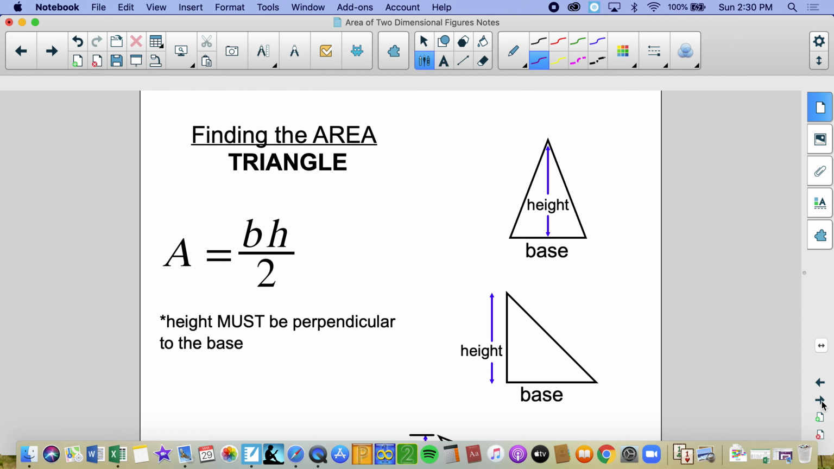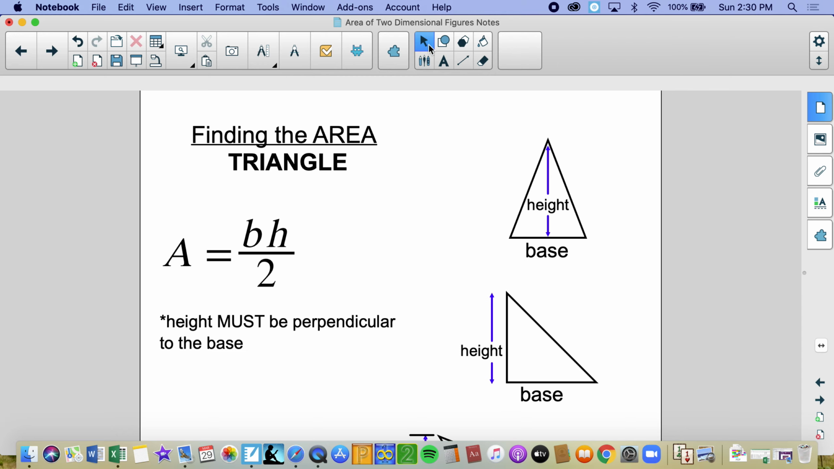The next figure is a triangle. Triangles will come in different shapes, but let's look at the formula. The formula is area equals base times height divided by 2. Something we always need to remember is the height must be perpendicular to the base.